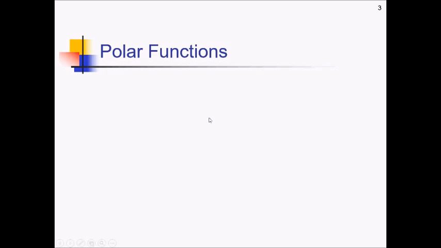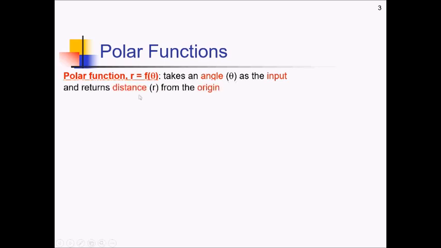Let's talk a little bit more about polar functions now. A polar function, something of the form r equals some function of theta, takes an angle as the input and gives you the distance from the origin, which we call r. And by the way, the origin is now called the pole. That's why it's called polar functions. This distance from the origin is now going to be your output.